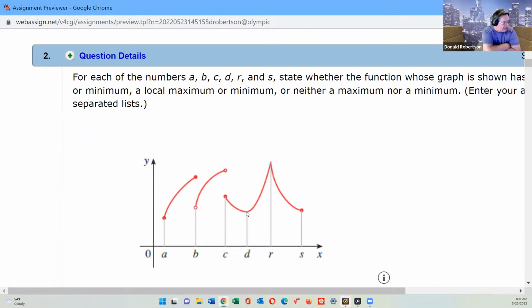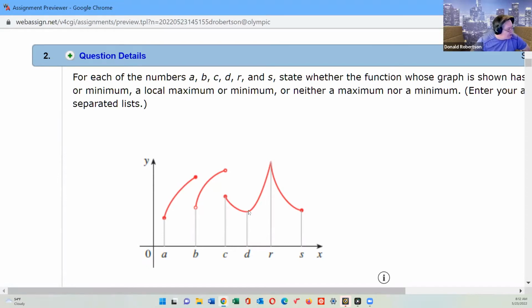Okay, what is happening at D? What would you call D? Absolute min, local min. I mean, that's really your choices. Local min. Yes. Would you agree that that's not quite as low as here? Right. That's why it's a local minimum.